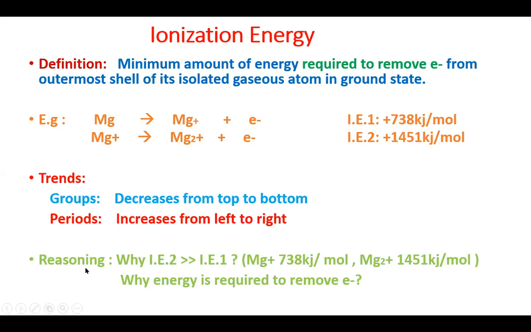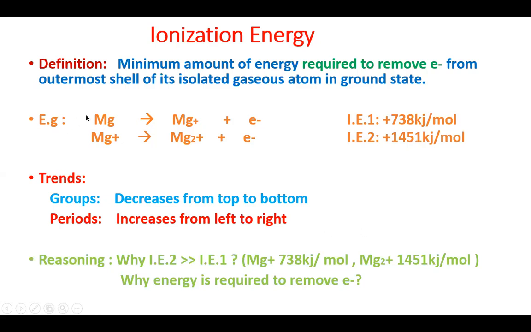Two important reasoning questions are: you can see that in the case of the magnesium atom, the first ionization energy value is smaller than the second one, or we can say that the second ionization energy value is greater than the first one. In the second case, we need 1451 kilojoule per mole energy, while the first electron was removed only by giving 738 kilojoule per mole energy. What is the reason behind this?